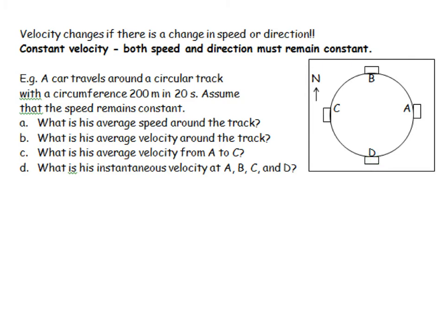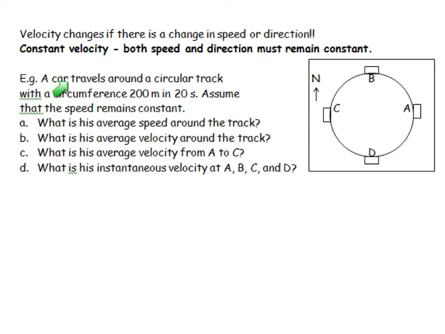I'm not sure what's going to come out. They're going around at 10 meters per second, 10 meters per second, 10 meters per second. But they do not have a constant velocity. Why? Because their direction is changing all of the time. And whenever we consider velocity, we need to have a constant speed and a constant direction. So let's look at this.